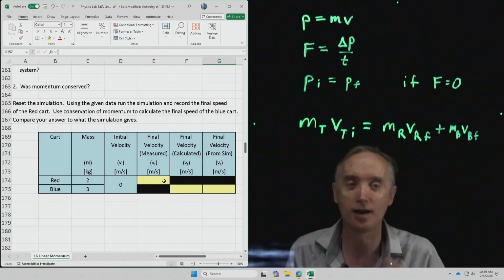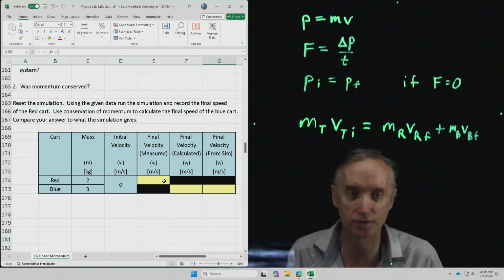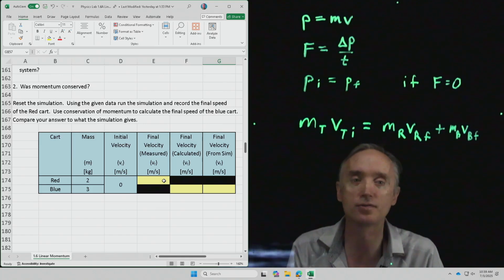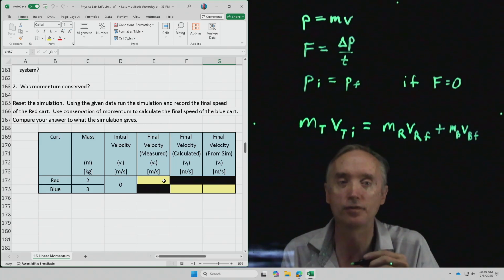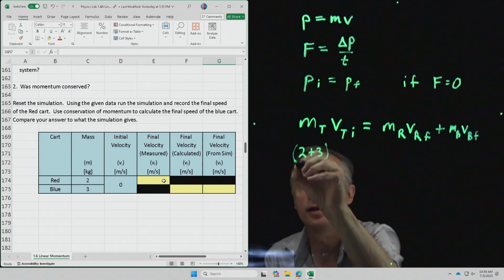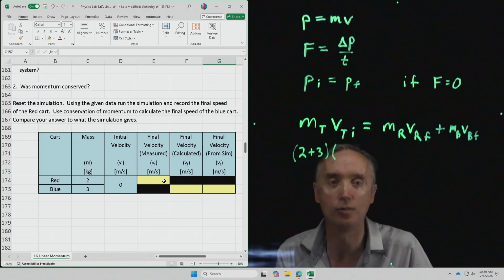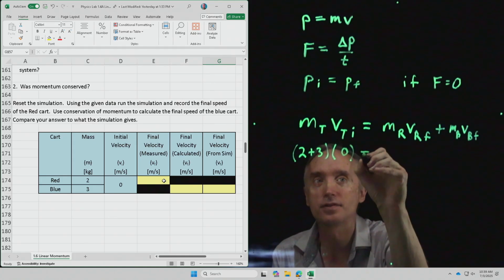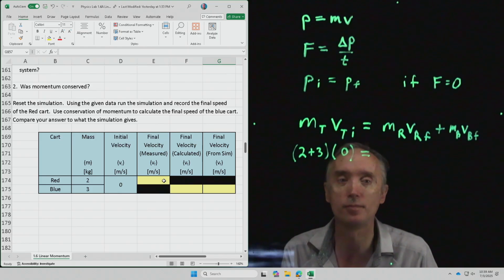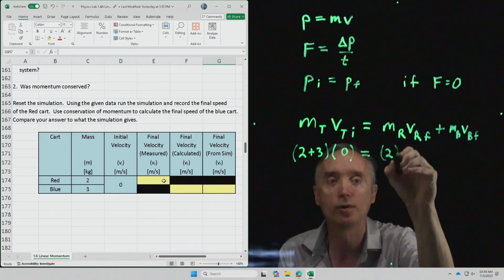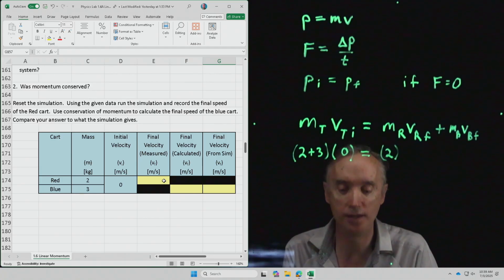And then put right here what its final velocity is. Okay, so I'll go ahead and do one for you just so that you can see what's going on here. So the initial mass is going to be 2 for the red and 3 for the blue. So it's going to be 2 plus 3. And then the initial speed was 0. And then that's going to be equal to, okay, now the mass of the red one was the 2. And we're going to get its final velocity from the simulation.